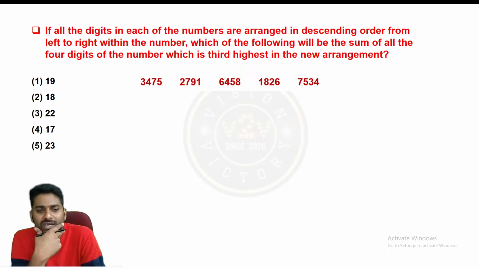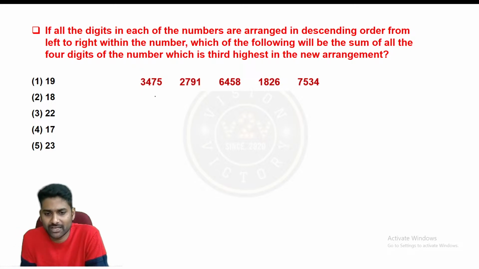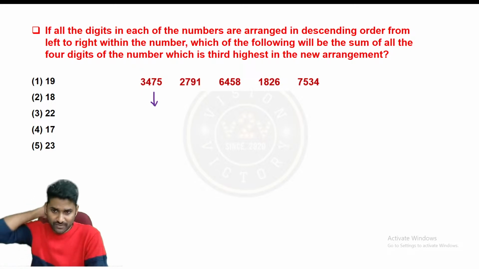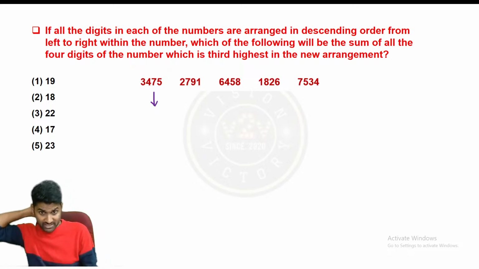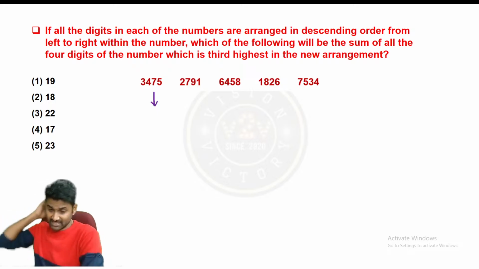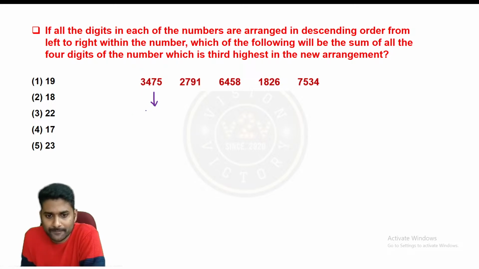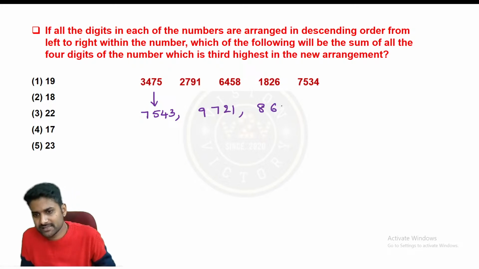Next one. If all the digits in each and every number are arranged in descending order from left to right, now which of the following is the sum of all the 4 digits of the number which is third highest in the new arrangement? Descending order. 7543, 9721, 8654, 8621.